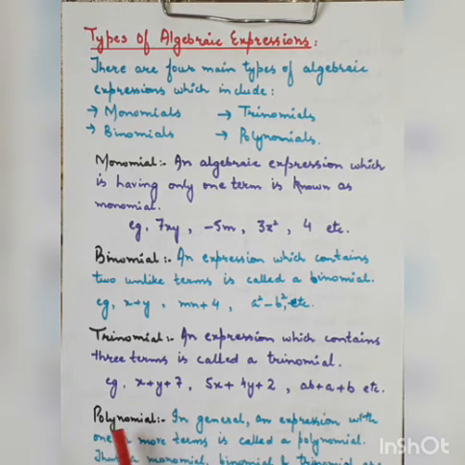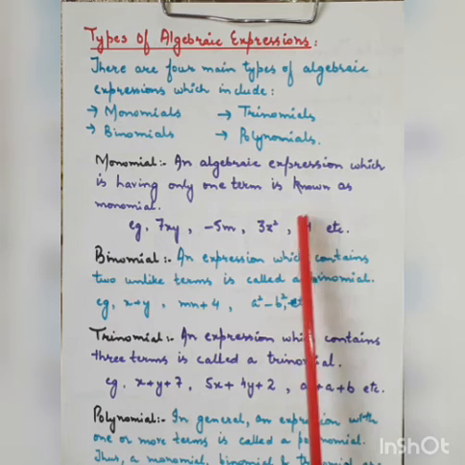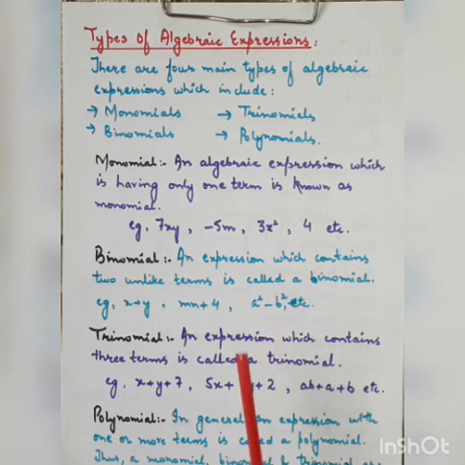Then the last one is polynomial. So in general, an expression with one or more terms is called a polynomial. So ऐसी algebraic expression जिसमें एक या एक से ज़्यादा terms हो उसे हम polynomial कहते हैं. Thus a monomial, binomial and trinomial are all polynomials. So ये जो monomial है, binomial है, trinomial है, ये सारे आ जाते हैं polynomials के अंदर. Clear?